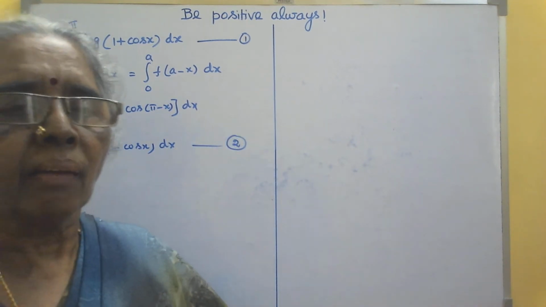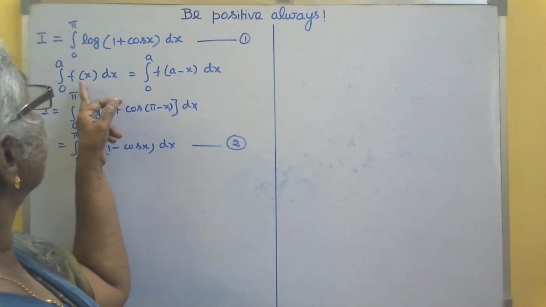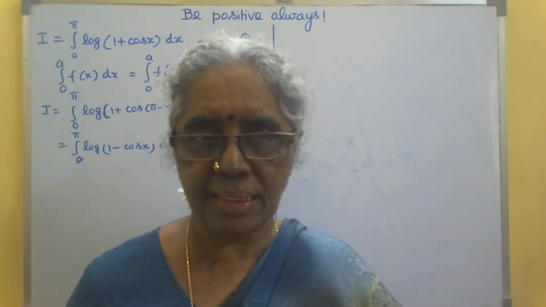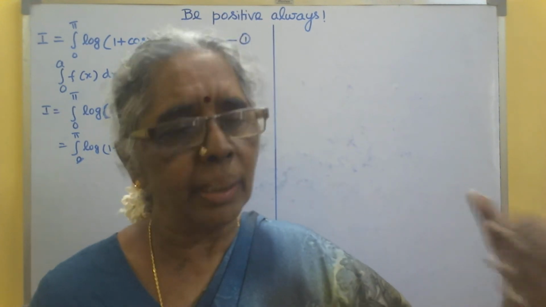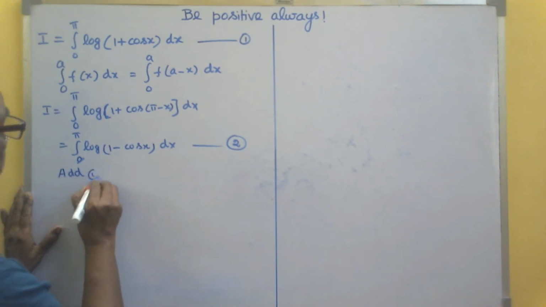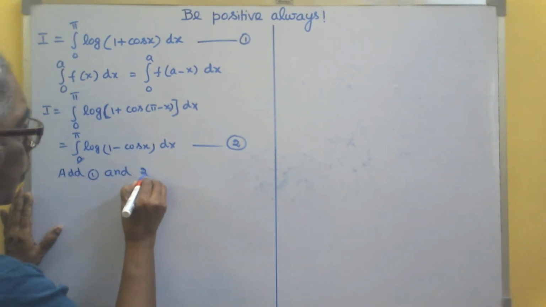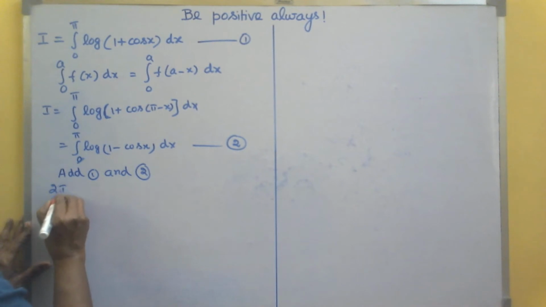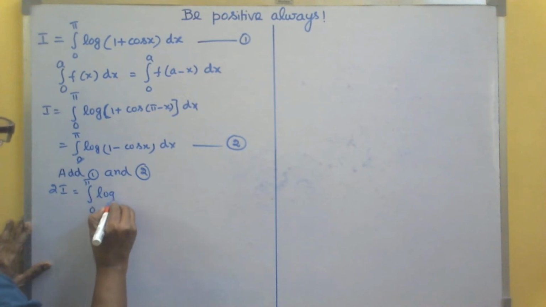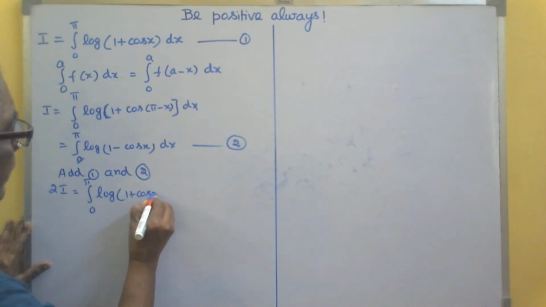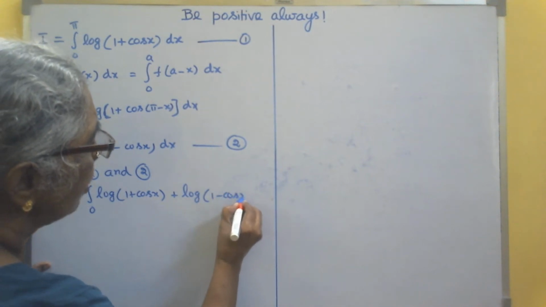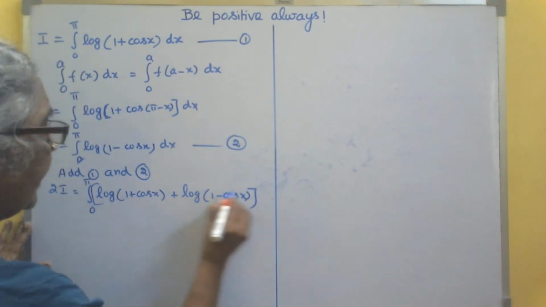So usually whenever we use this property integral 0 to a f of x dx is equal to integral 0 to a f of a minus x dx, we add 1 and 2. Let us add 1 and 2. So what will we get now? 2I is equal to integral 0 to pi log 1 plus cos x plus log 1 minus cos x dx.